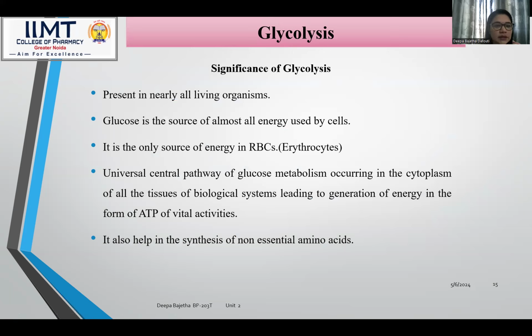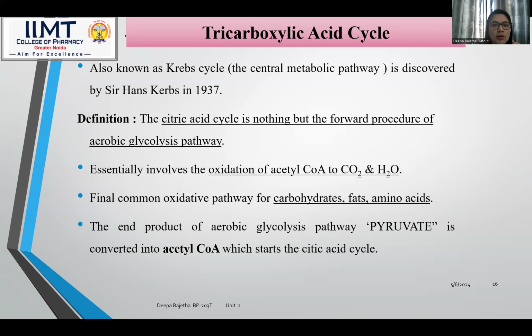Significance of glycolysis. Presently, in nearly all living organisms, glucose is the source of almost all energy used by cells. It is the only source of energy in RBCs. It is the universal central pathway of glucose metabolism occurring in the cytoplasm of all the tissues of the biological system, leading to generation of energy in the form of ATP for vital activities. It also helps in the synthesis of non-essential amino acids.